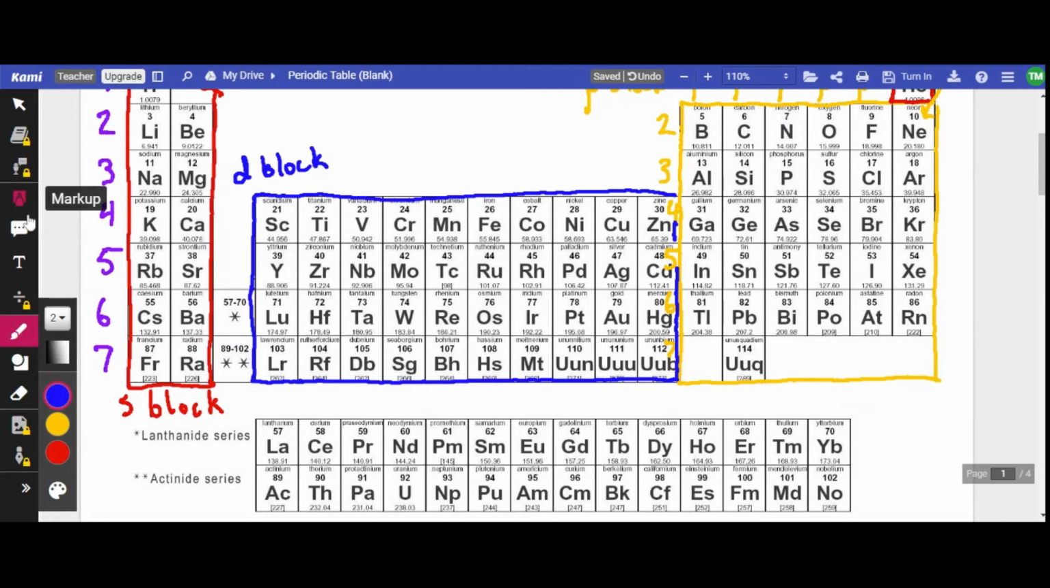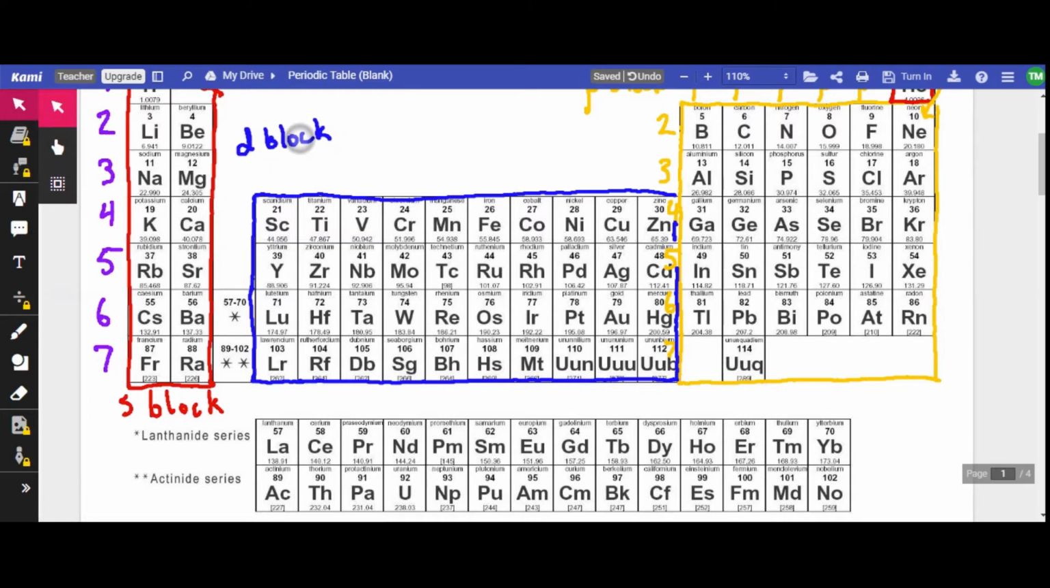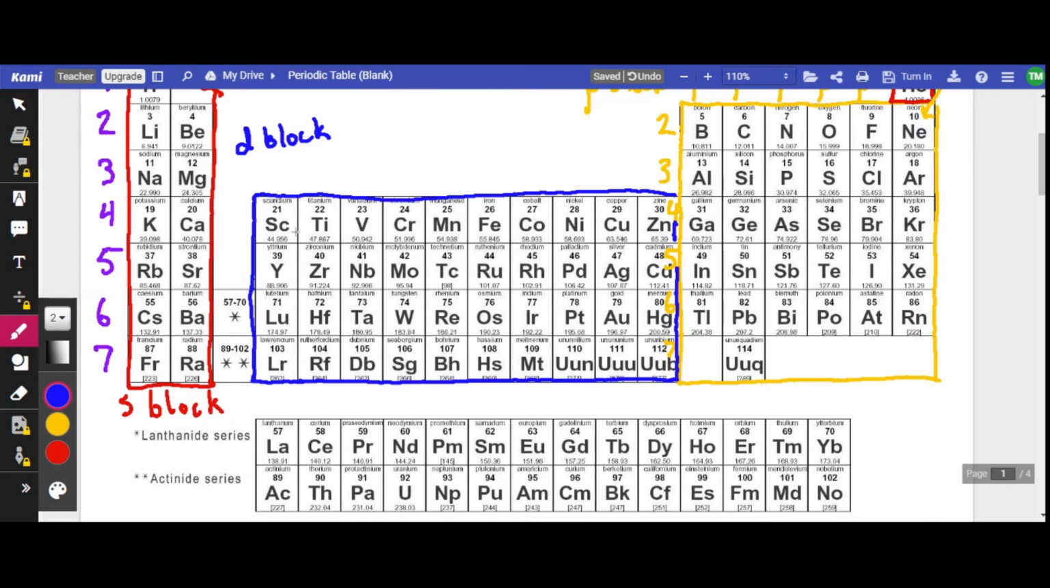All right, now just like with the other blocks of the periodic table, if this is the D block, well, I've got 1, 2, 3, 4, 5, 6, 7, 8, 9, 10 columns in the D block. And I have the d orbitals that can hold a total of 10 electrons. 5 orbitals that can each hold 2. So these column headings are going to be my D1, my D2, my D3, my D4, my D5, my D6, my D7, my D8, my D9, and my D10.